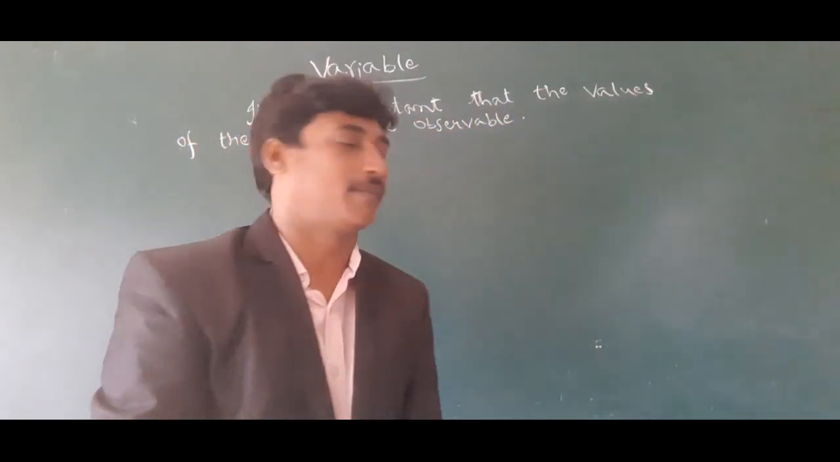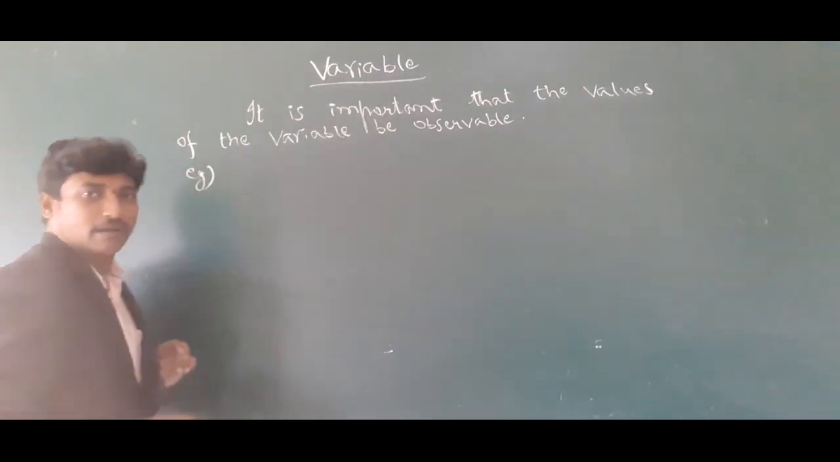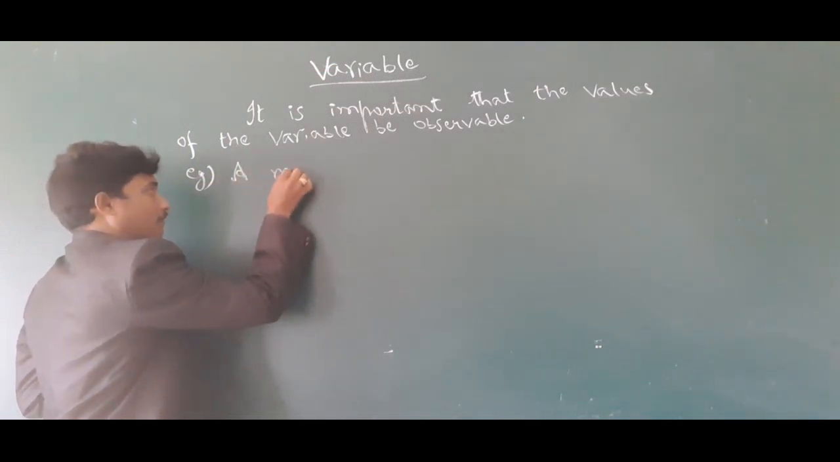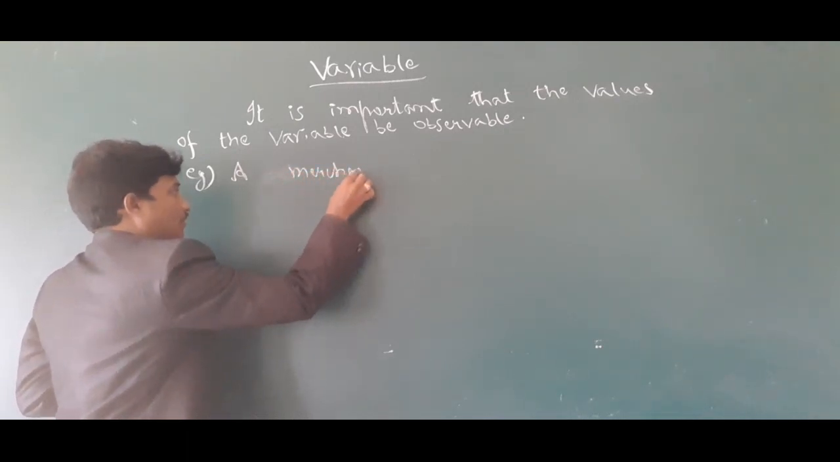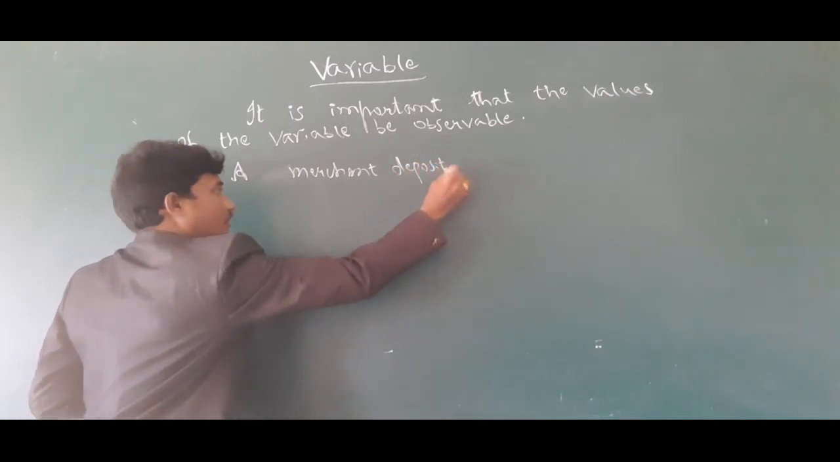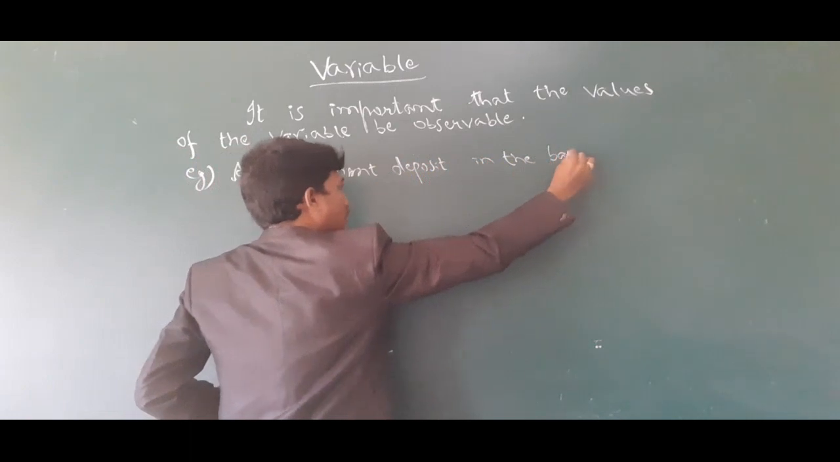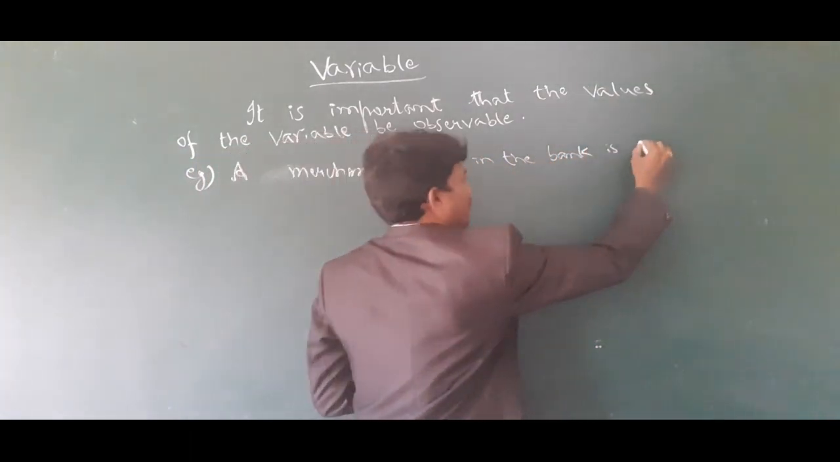Let us take one example. A merchant's deposit in the bank is x minus 70 rupees.